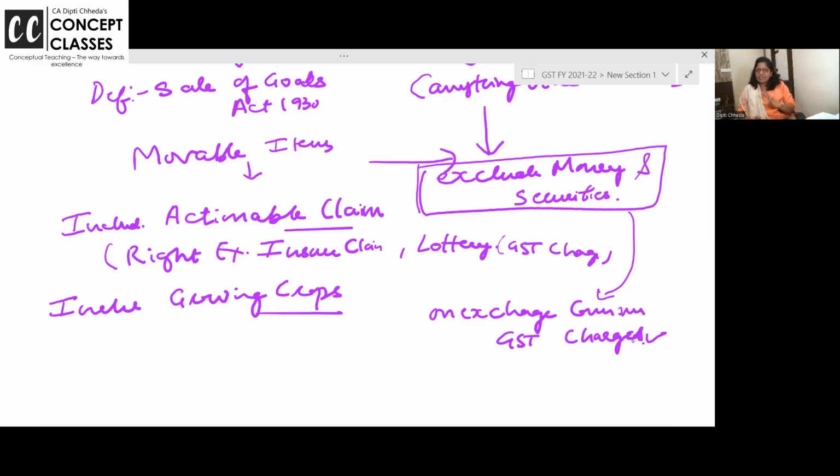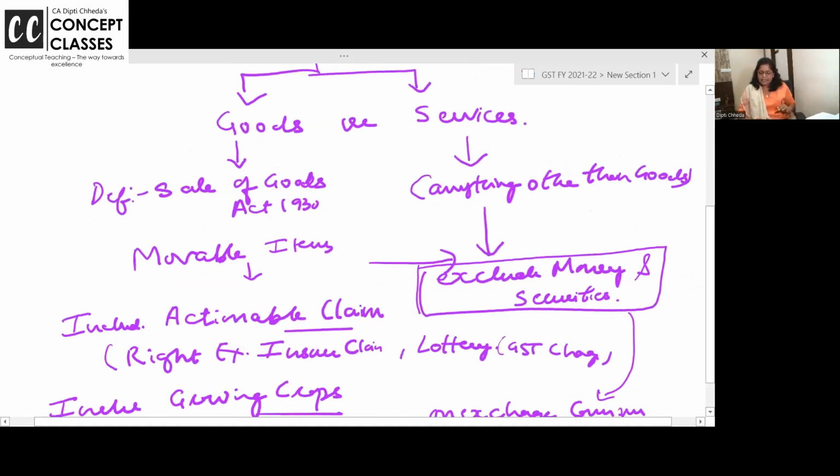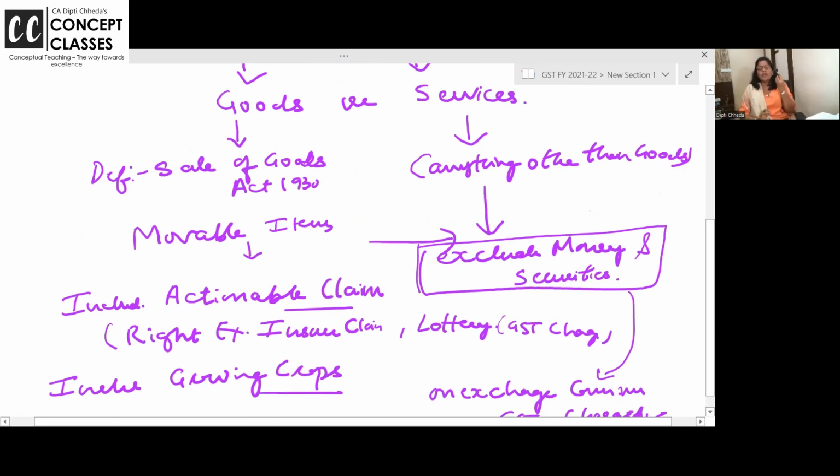Of course, this is all given in the printed material, but did you get an overview of what we are doing in this chapter? Ma'am, GST is chargeable on what? Goods and services. What are goods? What are services? Yes. Who's going to charge the GST?